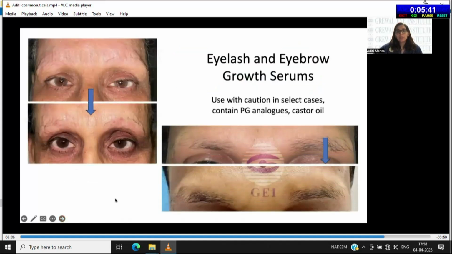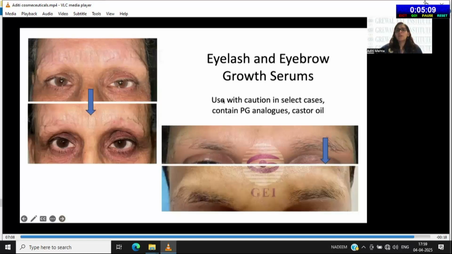The last topic that I'll be touching upon will be the eyelash and eyebrow growth serums, because many patients do come in asking whether these are safe for the eyes. "Doctor, I've heard they're made from an eye drop." So we do have prostaglandin based analogs in these serums like bimatoprost, latanoprost, but we also have PG-free products which contain castor oil, and they do lead to some improvement in the appearance of thin hair by making them thicker, increasing the density, increasing the growth. But yes, be cautious when you're using them.